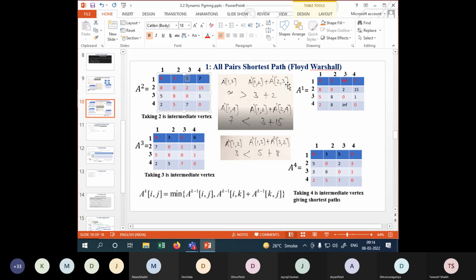Then on the right hand side, A1 1 comma 2. So this is the first row, this is the second column, that's 3, plus A 2 comma 3, this is 2 and this is 3, so this is 2. So it will become 3 plus 2, that's equal to 5. So 5 is less than infinity, so initially it was infinity at 1 comma 3. So 5 is less than that, let's modify the infinity value to 5.